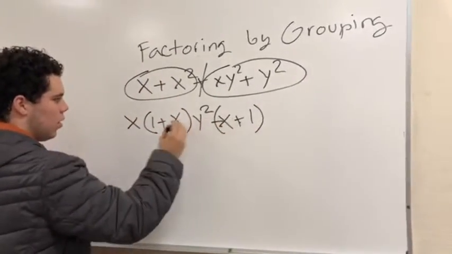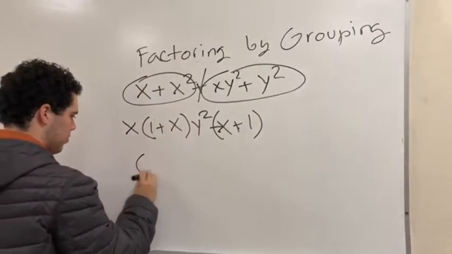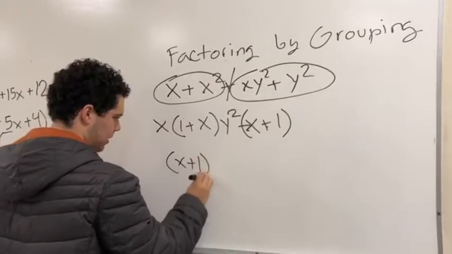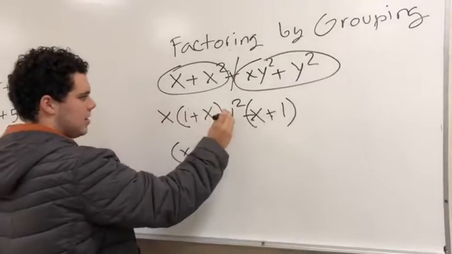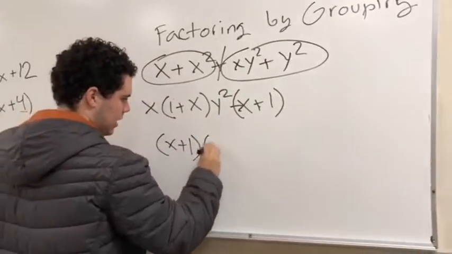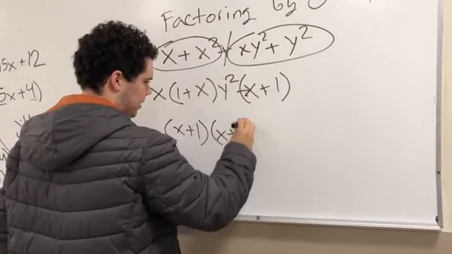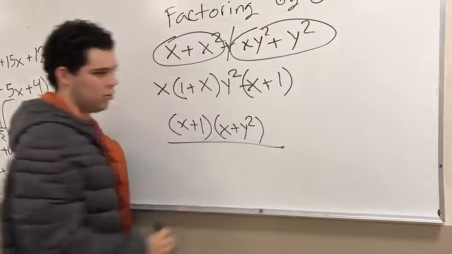Then, since these two are the same, just flipped, you put them in the same parentheses. And since these two are the ones that get outside, they go inside another parentheses. And there you go, you have the answer.